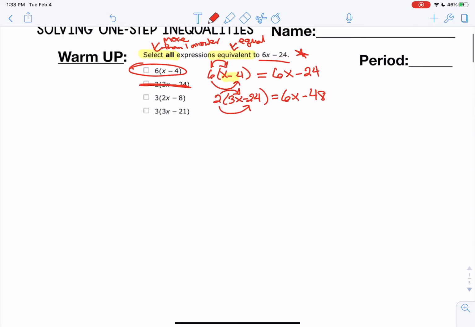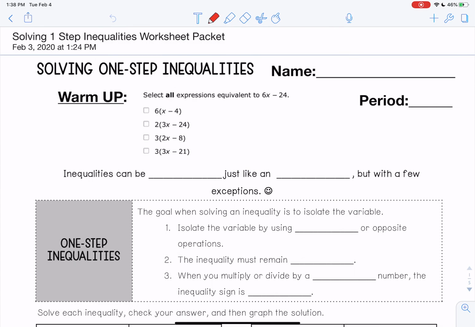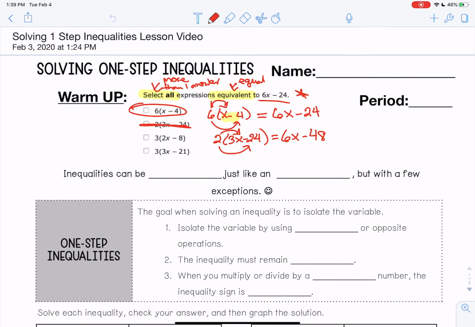Let's see what happened. Let's try going back in. There we go. Now for the next one, we have 3 times 2x minus 8. So 3 times 2x is going to be 6x. And 3 times 8 is going to be 24. You have a minus sign, so it's 6x minus 24. Yeah, it works.